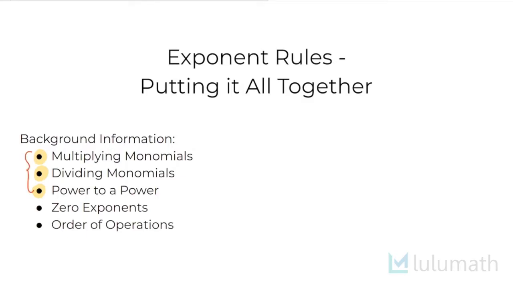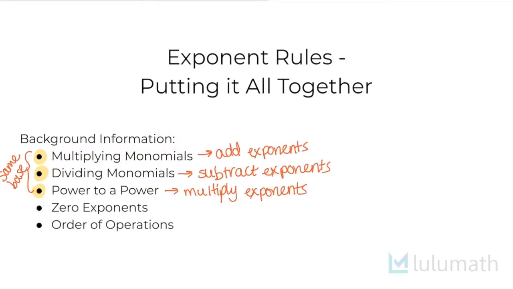So I'm not going to go into depth what the rules are, but I do just want to write down a quick reminder. And that reminder is, if the bases are the same, then you would just add the exponents if you multiply, subtract the exponents if you divide, and multiply the exponents if you have a power to a power.